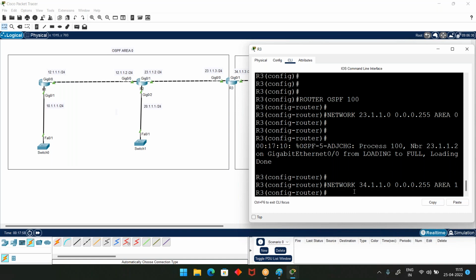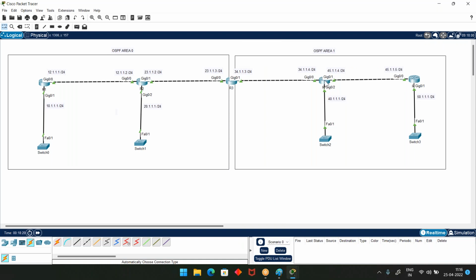Okay. There is no difficulty here now to configure the multiple areas. We just change the area number here. We just change the area ID, guys. That's it.